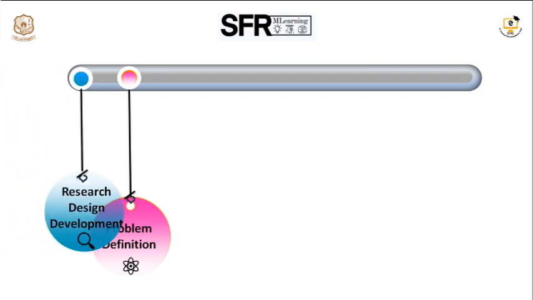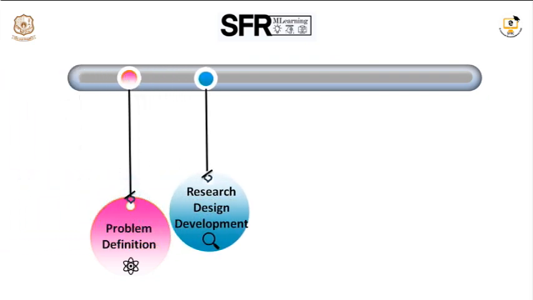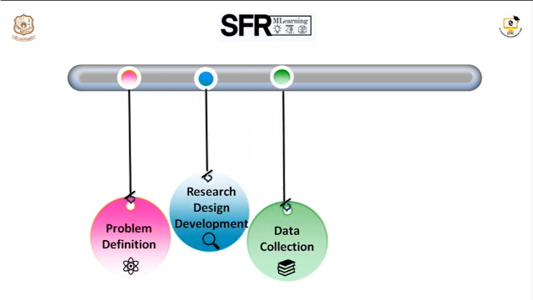The second step is research design and development. This step includes setting the objective of the research, deciding the data analysis method to be adopted, and the data collection for analysis. Finally, design the questionnaires based on the data analysis. The third step is data collection, in which the data required for conducting the research is actually collected.